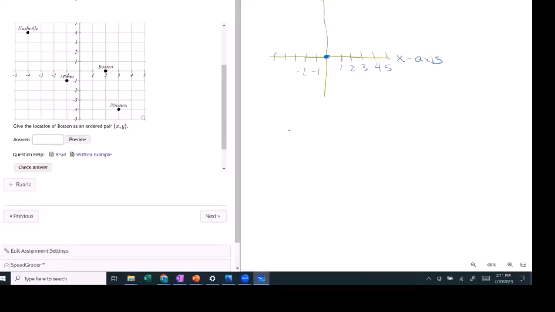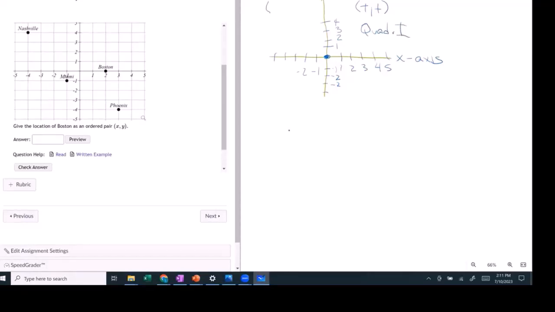Now we add another dimension, a y-axis. And when we go up, positive. And when we go down, it's negative. This here has positive x and positive y, and it's called quadrant 1.